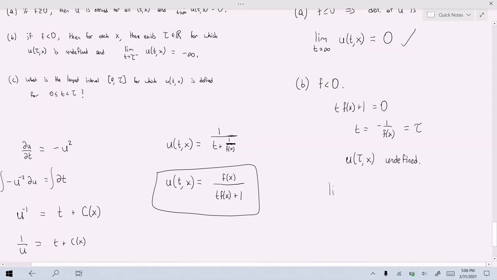And if we think about the limit as t approaches tau from the left, basically as t approaches tau from the left, the denominator is going to approach 0 from the negative side, and that's why it blows up to negative infinity. Okay?